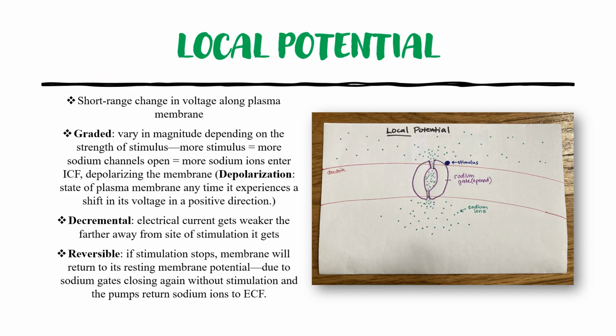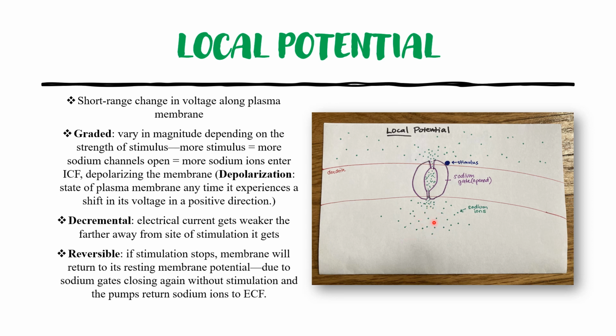The next potential we're going to talk about is the local potential. This is the short range change in voltage along the plasma membrane. This happens after the resting membrane potential if a stimulus is detected. It is graded, meaning it varies in magnitude depending on the strength of the stimulus. If there's more stimulus, more sodium channels open and more sodium ions enter the ICF, which is down here. This is the ICF and this is the ECF. And it's going to depolarize the membrane.